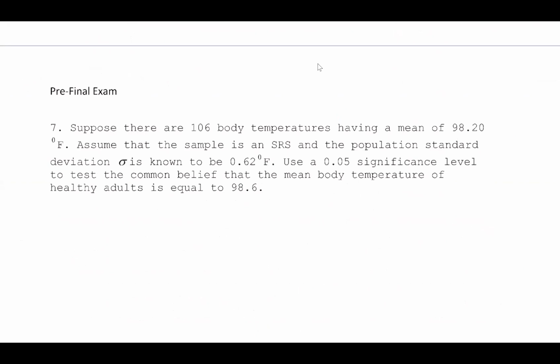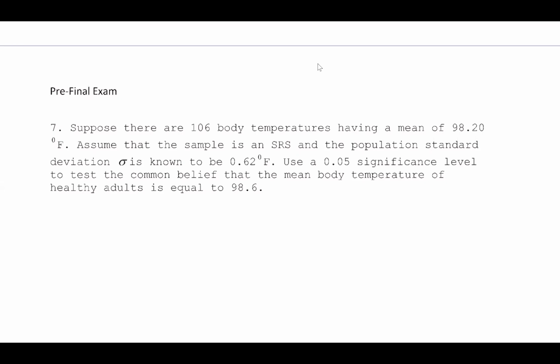All right, so let's do number 7. It says, suppose there are 106 body temperatures having a mean of 98.20 degrees Fahrenheit. Assume that the sample is a simple random sample and the population standard deviation sigma is known to be 0.62 degrees Fahrenheit. Use a 0.05 significance level to test the common belief that the mean body temperature of healthy adults is equal to 98.6.